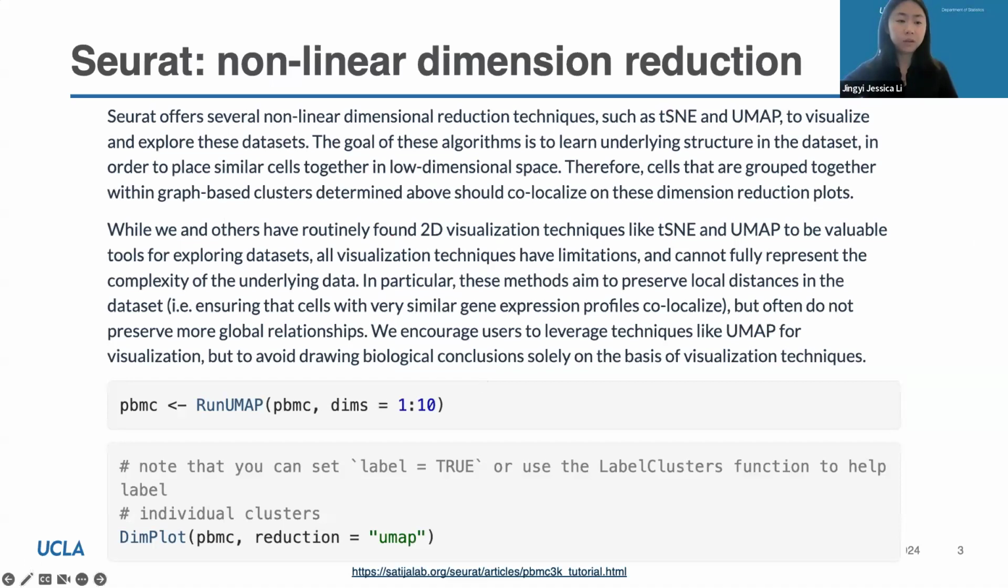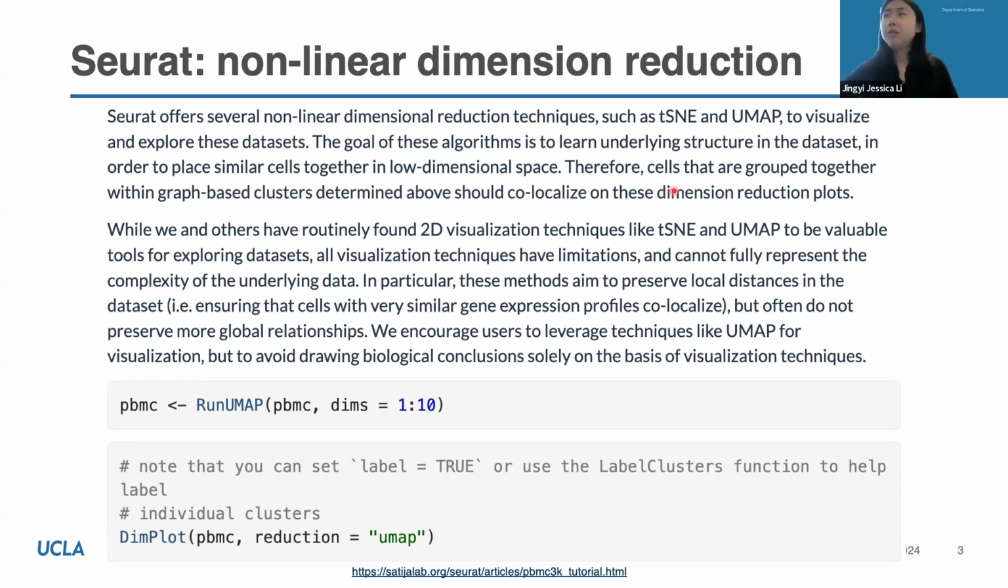So let me bring up the laser. Seurat offers several nonlinear dimension reduction techniques. Some people say dimensional reduction, some people say dimension reduction. I use dimension reduction techniques such as t-SNE and UMAP to visualize and explore these data sets. The goal of these algorithms is to learn the underlying structure in the data set in order to place similar cells together in low-dimensional space. Therefore, cells that are grouped together within graph-based clusters from the previous step should co-localize on these dimension reduction plots.